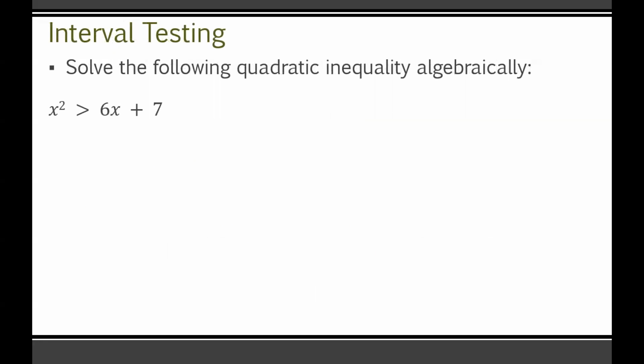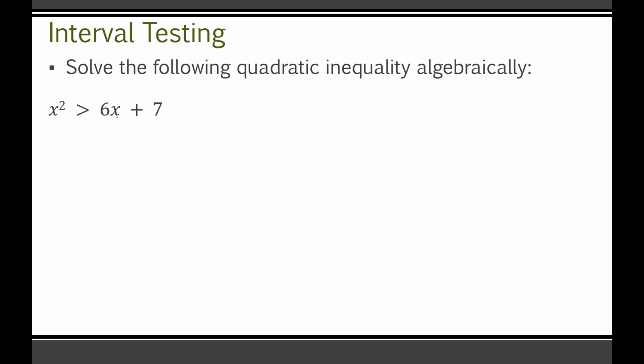Let's get going. So with interval testing, very first question right out the gates, solve the following quadratic inequality algebraically. If you feel up to it, I'd appreciate if you pause the video here and give this one a try on your own, and I'll go over it in just a second. All right, so I'm going to go over this now. Hopefully you were able to give it a try. If you weren't, though, if you feel like you're still learning, that's fine.